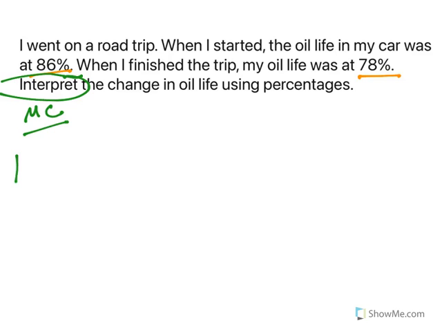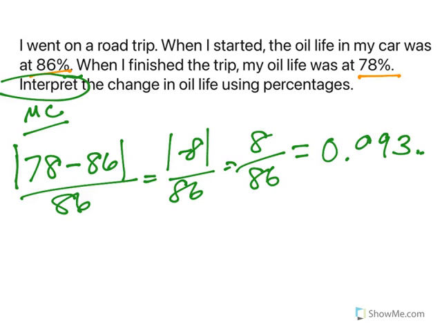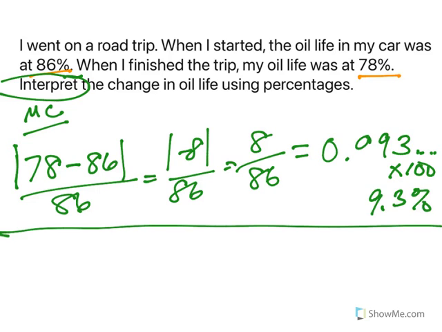So again, we're doing the absolute value of the final minus the initial, divided by the initial. So here, the negative is going to go away. We're left with 0.093. Let's multiply by 100 and say this is 9.3%. So you could have one of my oil life increased 9.3. There's a detractor, but we would say, so interpreting, what does this 9.3% mean?